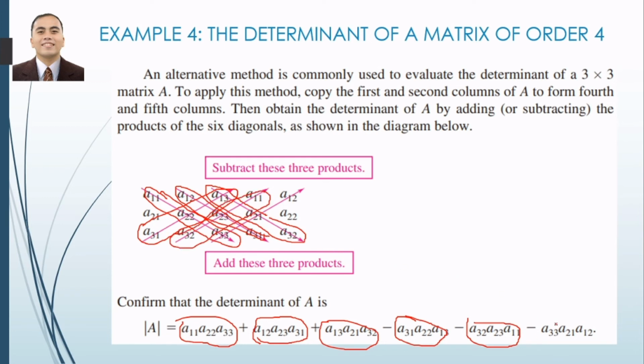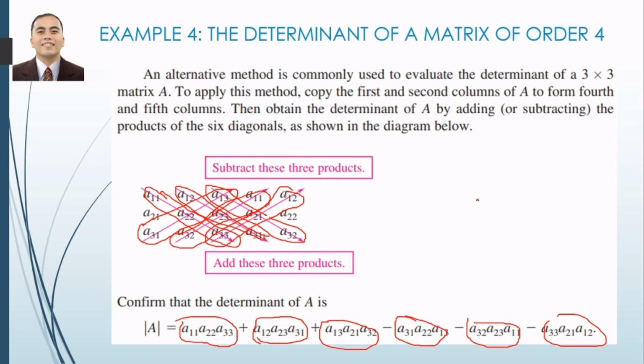Then the last one, minus A sub 3 3, A sub 2 1, and A sub 1 2, which is here. As you can see, somehow it forms a basket. So this is what we call the basket method. And we need to add these 3 products.